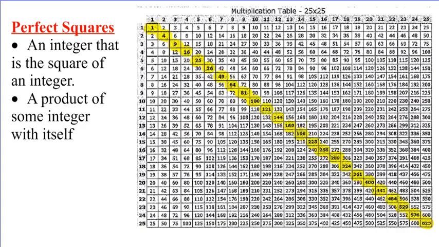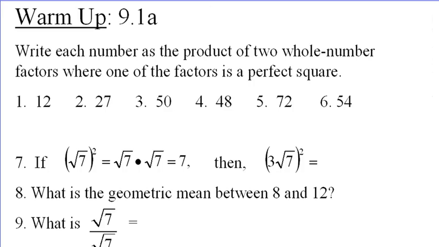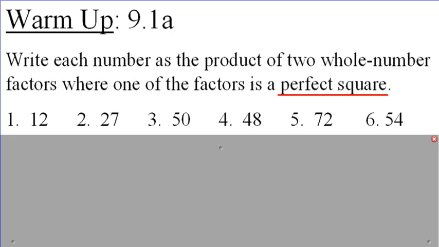So what we're going to do is take a look at our warm-up here for 9.1a. Please pause the video and try answering those 9 questions. For questions 1 through 6, it's asking us to write each number as the product of 2 whole number factors where one of the factors is a perfect square. So we want to think of the largest perfect square factor for each of those.